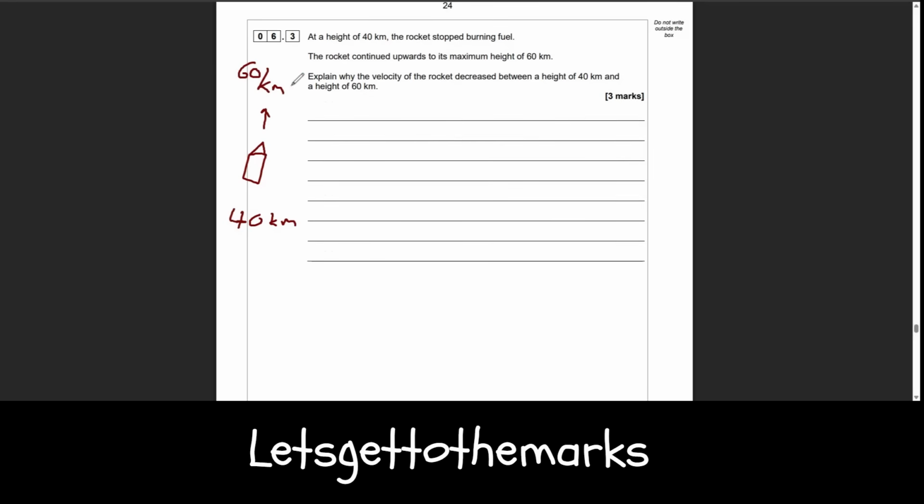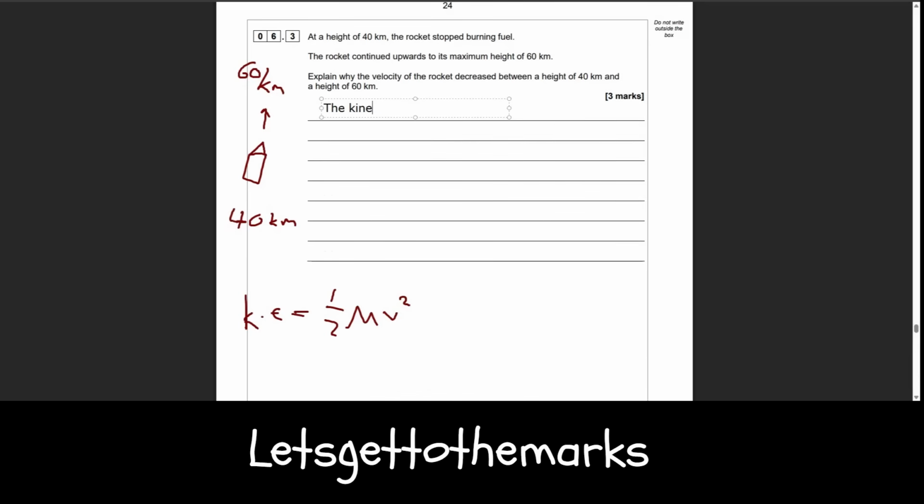But what do we know is happening? It's not burning fuel, so the mass is not changing. We know that kinetic energy is equal to half m times velocity squared. So in order for v to be going down, something must be happening to our kinetic energy. And what is happening? Well, the kinetic energy is changing into another type of energy. As it goes up, it's gaining gravitational potential energy, and the kinetic energy is being transferred into GPE.